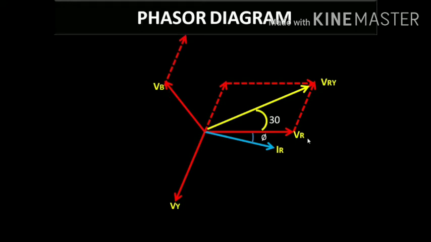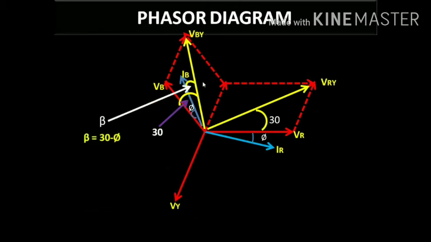Similarly, we can develop another phasor, that is VBY. VBY is the line voltage which is displaced from the phase voltage VB by an angle of 30 degrees. Then we will consider a current, that is the phase current IB. This IB will lag behind the voltage VB by the angle phi here.